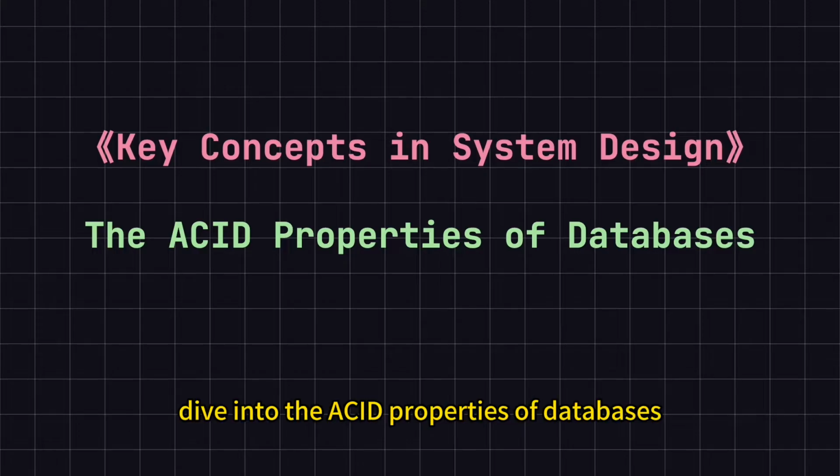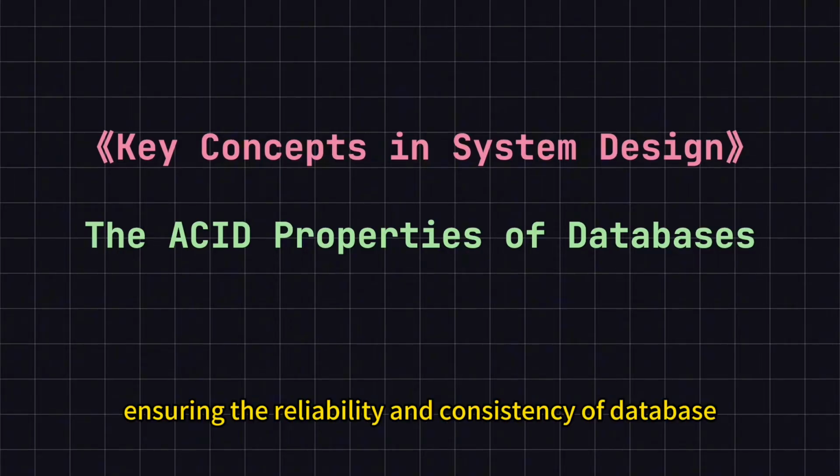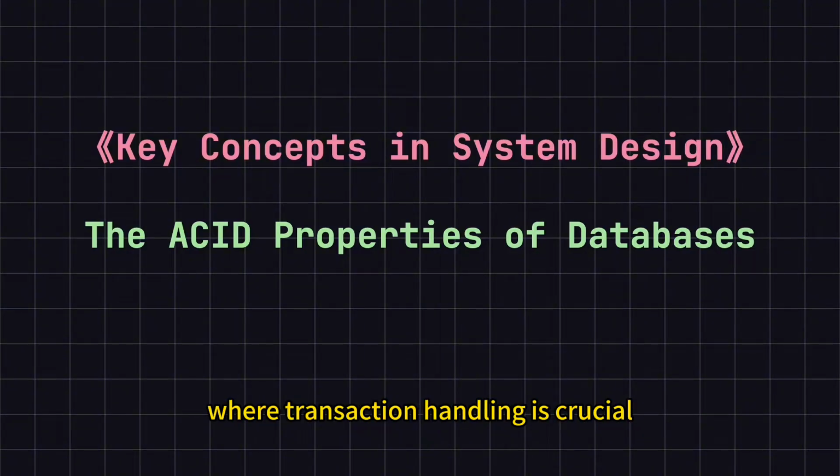Today we're going to dive into the ACID properties of databases. ACID properties are the foundation for ensuring the reliability and consistency of database operations. For anyone involved in system design where transaction handling is crucial, understanding ACID is essential.